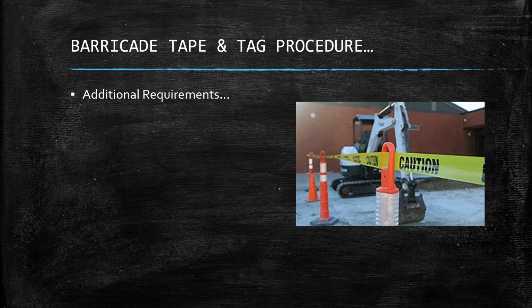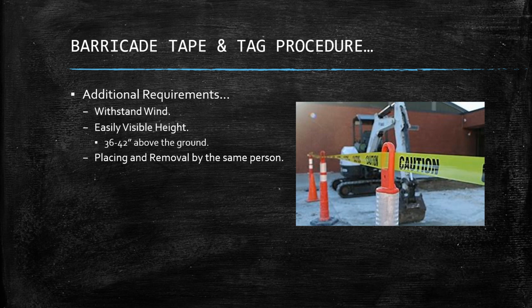Additional requirements include all barricades must be sufficient and substantial enough to withstand wind, and it must be at a height which is easily viewable. Reasonable attempts should be made to keep the barricade tape at a height of 36 to 42 inches above the ground. For longer spans, additional supports may be necessary. The person responsible for placing the barricade is responsible for removing it once the hazard is eliminated.